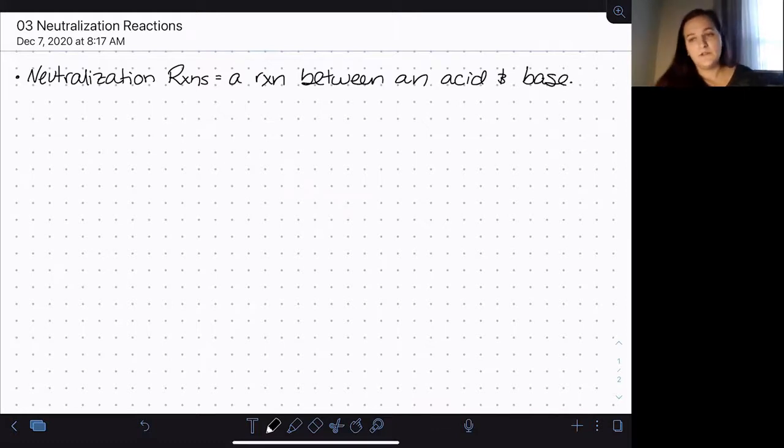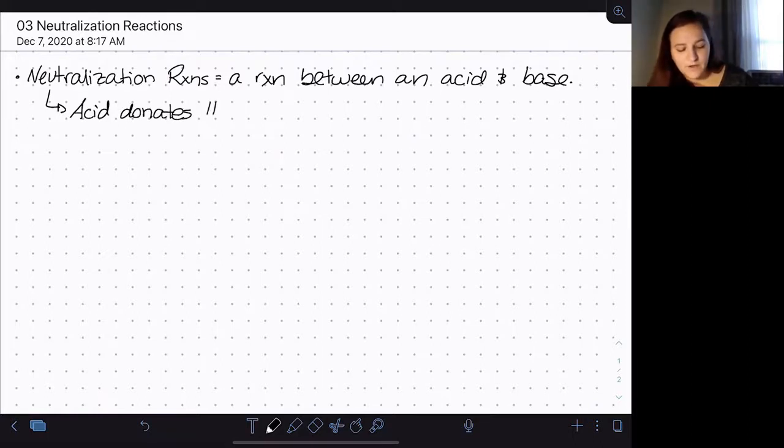Sometimes you'll see more specific definitions about what the products are, but the types of products you produce can vary depending upon the exact structure of your acids and bases. So this is the most general definition, that a neutralization reaction is just when an acid reacts with a base. Based on our definitions, we can be a little more specific in that an acid donates a proton, or donates H+, to our base.